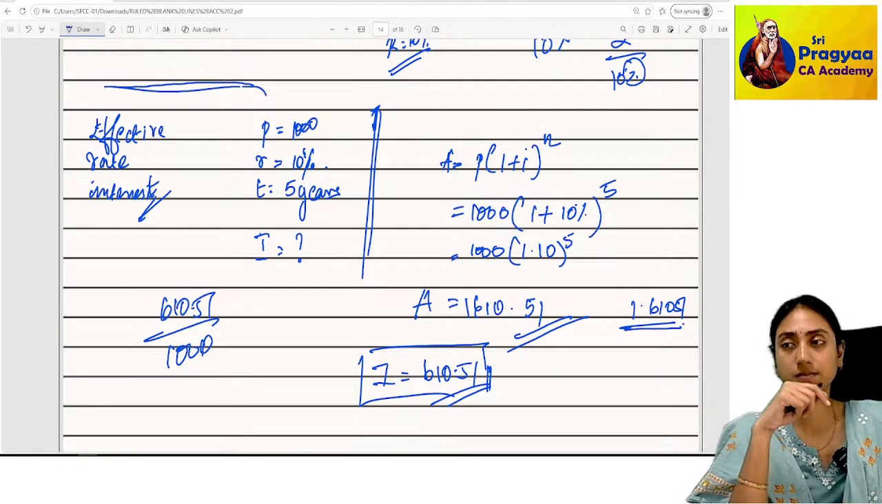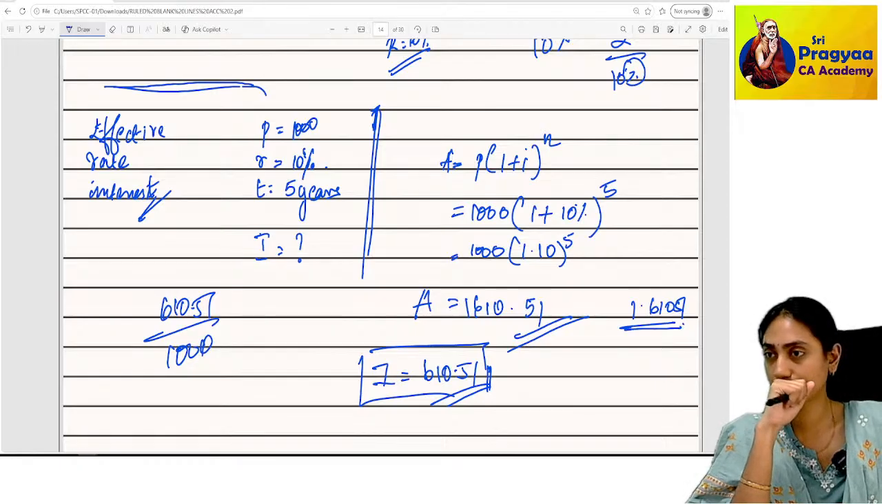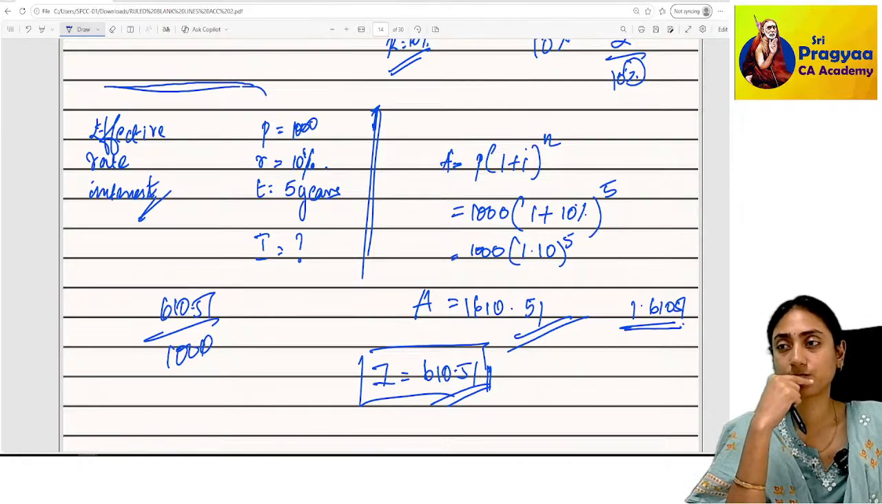which is how much? Higher or lower? Which is higher or lower?